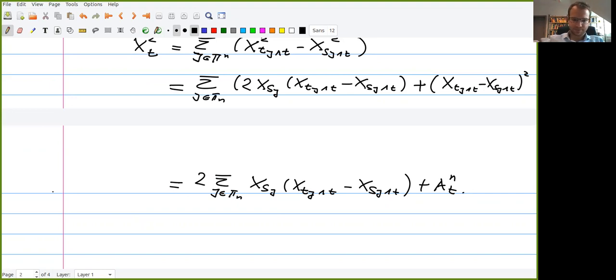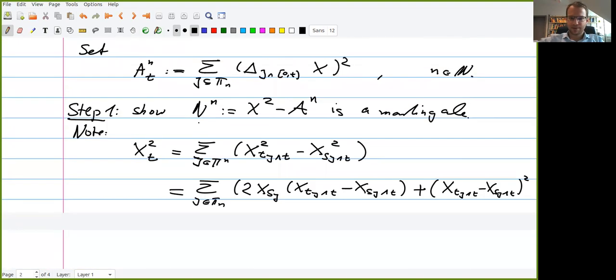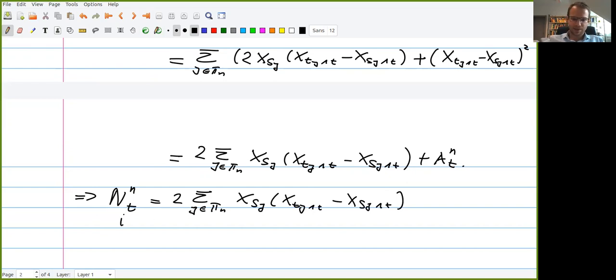And now what we see is, okay, if we rearrange this, A_n was x square, which is the left-hand side here, minus A_n. So we put A_n on the other side. So N_n is just given by this first sum here, so twice the sum over j of x_{t_j} times the increment, and this is just copy pasting the line above. And my claim is now this is a Martingale.